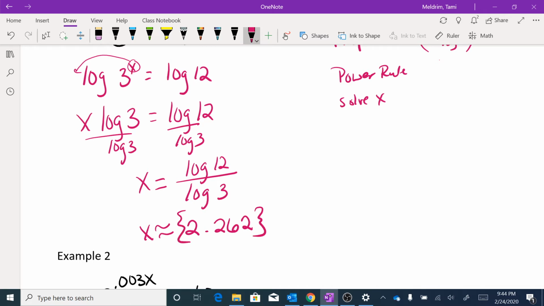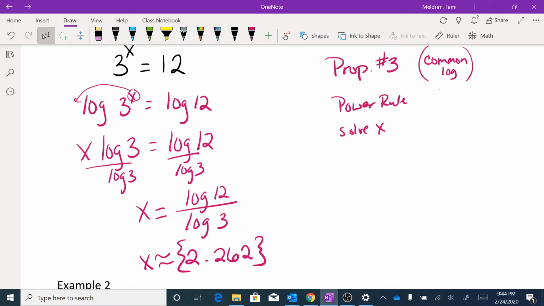Now, checking it. What that is saying is 3 to the 2.262 power is going to equal 12. But because I had to round, it's not going to be exactly 12. But if you put that in your calculator, you get like 12.00 and then your numbers starting up. So it is pretty close, and that's just because we rounded. If you didn't have to round, then you would have the exact number. So I could not get the same base, so I took the log of both sides and then solved for that variable.